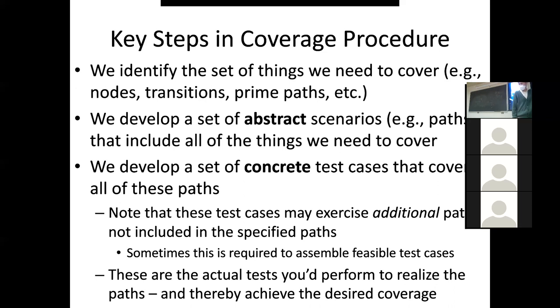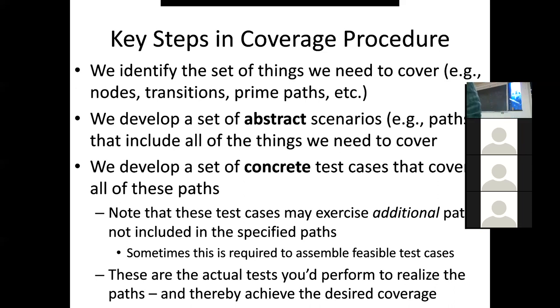Maybe it's prime paths, which are a set of possibilities of paths we want to cover. But whatever it is, we identify what we want to cover. We enumerate them. We identify where they are in the diagram. So that's step one, and it'll be a little bit different for each of these, but the basic principle holds. Identify the transitions, or the states, or the prime paths, or whatever. Two, we develop a set of abstract scenarios that include these things.